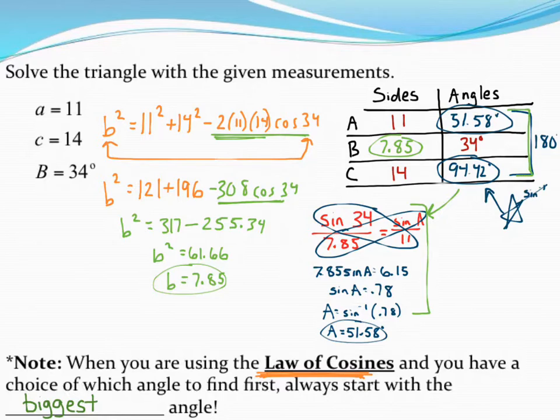So go ahead and investigate that, but just as we talked about, make sure when you have a choice, like we did in this one, use law of sines to find the smallest angle first, just in case you have one of those obnoxious obtuse angles in your problem.